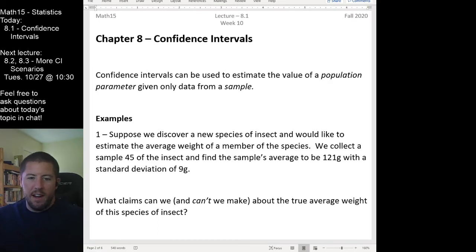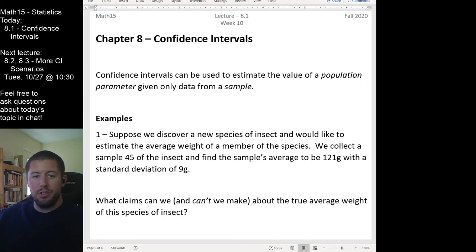We are here on Monday of week 10. This week, we're going to be talking about chapter 8, which is confidence intervals. We just hit chapter 9 last week, which talked about our hypothesis testing. And really, hypothesis tests and confidence intervals are going to be the two essential final topics of the semester here. This is what we're going to discuss for the last 6 weeks of the course.